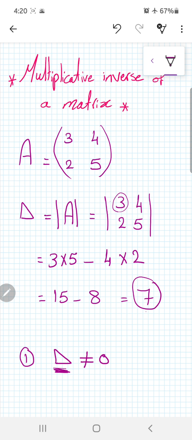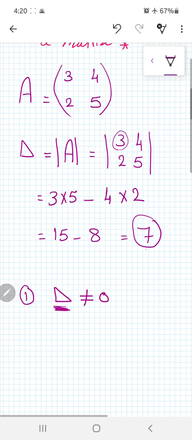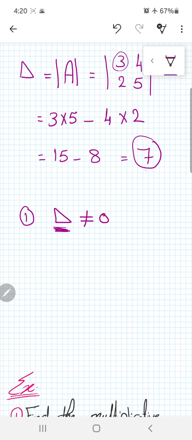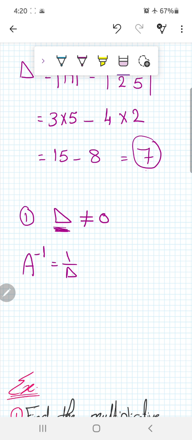Okay, we get delta. We want to get A⁻¹, which means the multiplicative inverse of A. We write A⁻¹, the multiplicative inverse of A, equals 1 over delta, which is 1 over 7. Here we have 7; this 7 is delta. Okay, and open the matrix.